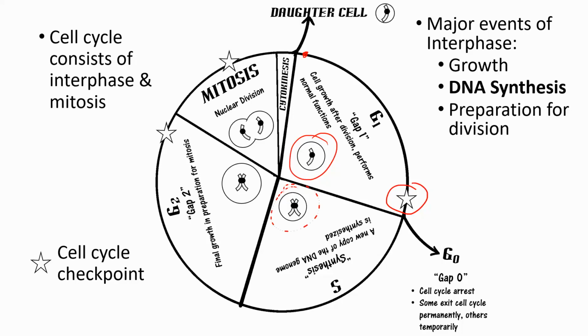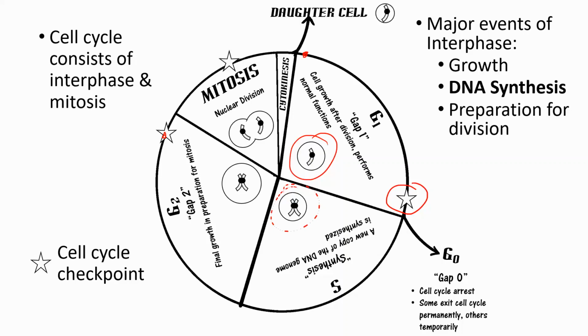Then during gap 2 or G2, the cell grows, you produce a lot more organelles, so that way you're prepared for division. There is a checkpoint at G2, and that is the cell checking, is all my DNA copied without mistakes? Do I have enough material for mitosis? And if the answer to those questions is yes, then the cell will enter mitosis. During mitosis, the chromosomes, the two copies of each chromosome, will be pulled apart to opposite ends of the cell.